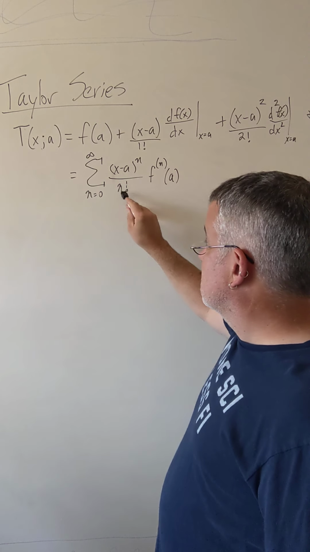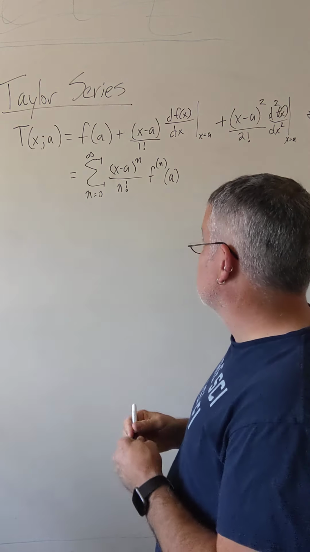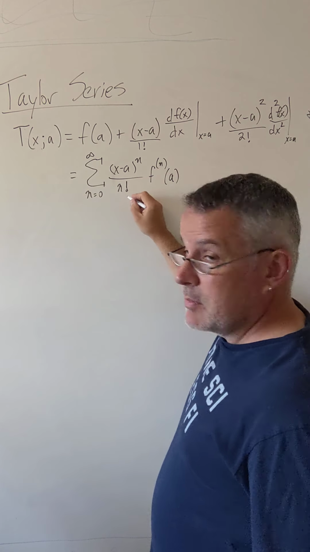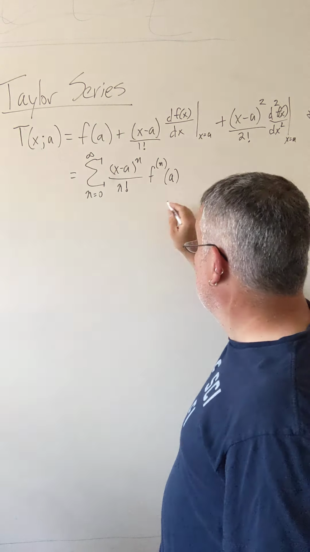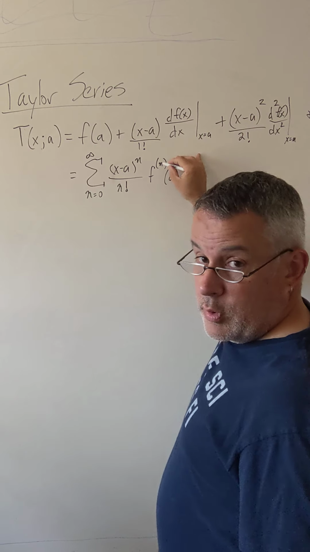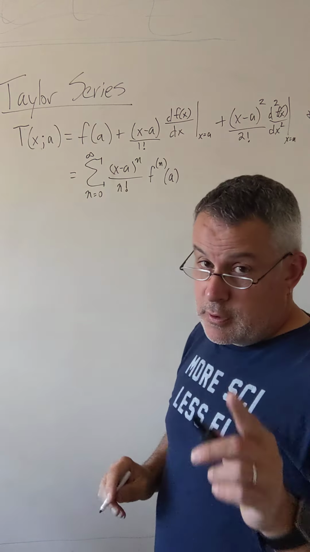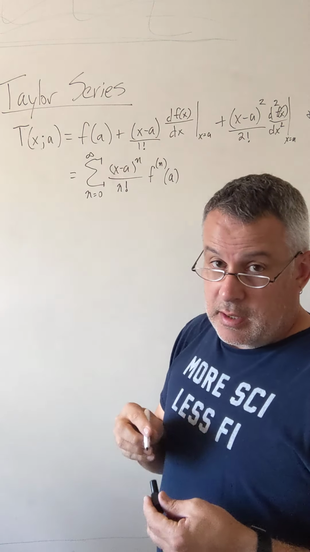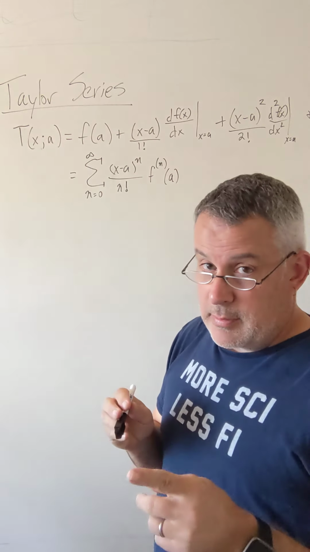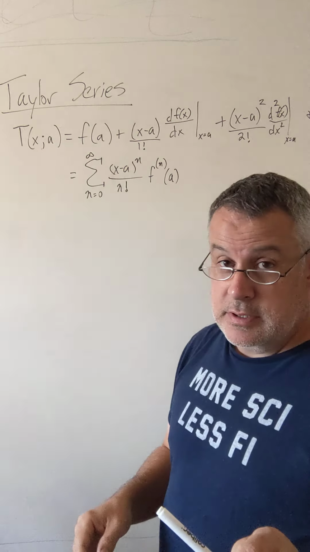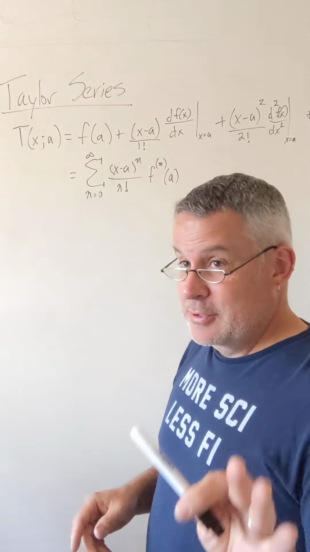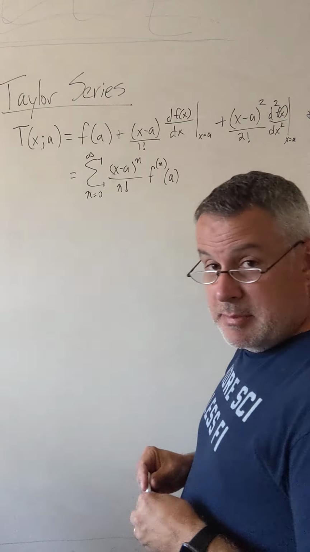It's a little hard to read this. Here's the factorial with an exclamation point, which means n times n minus 1 times so on, all the way down to 1. Here's the nth derivative of the function, evaluated at a. And remember, take the derivative first with respect to x, then plug in the value for a. Don't do it the other way around. You'll get really confused. I do it all the time. It's not a problem. Just realize that that's something that's easy to mess up.